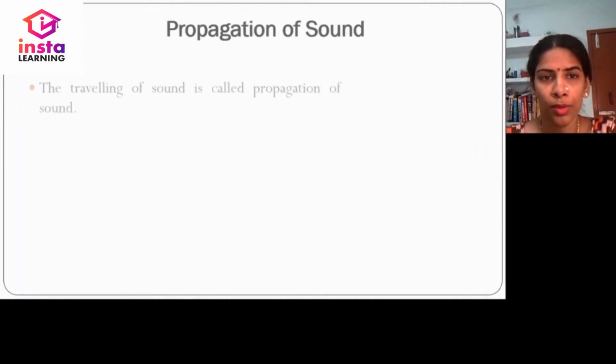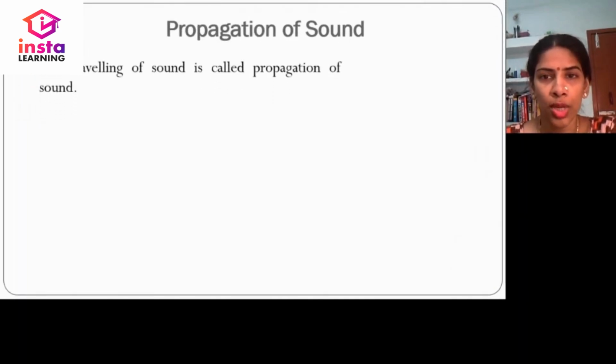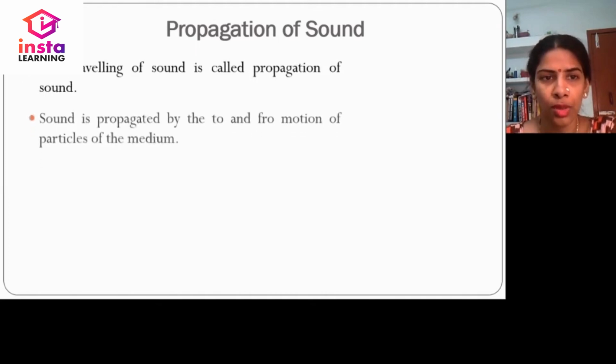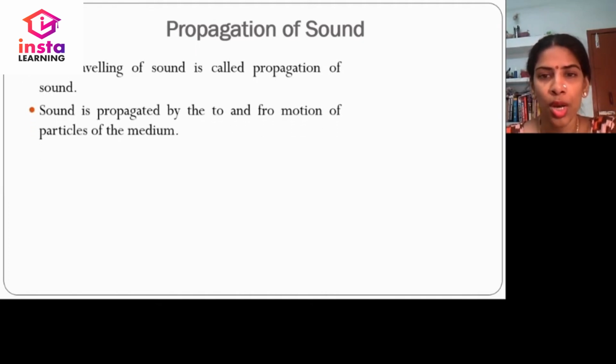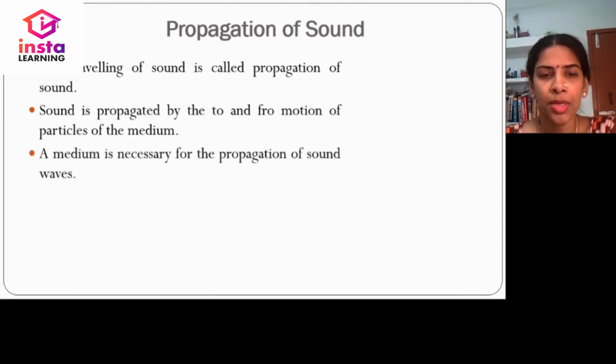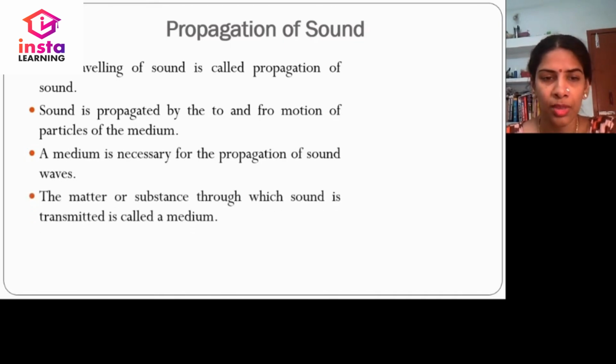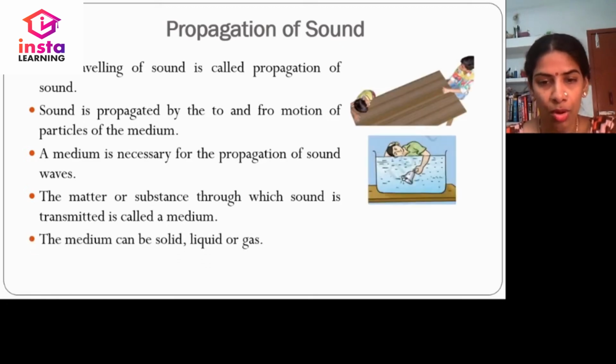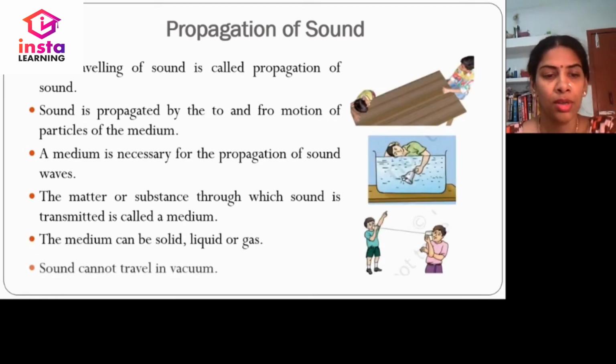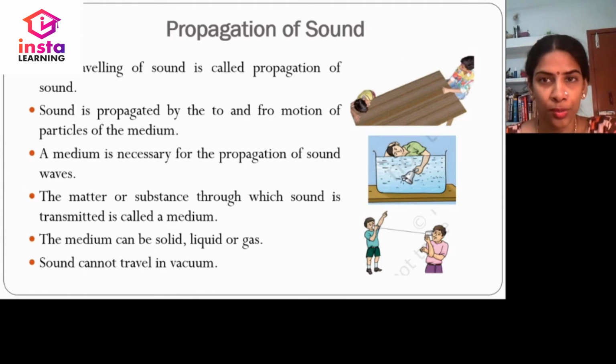Propagation of sound. The traveling of sound is known as the propagation of sound. Sound is propagated by the to and fro motion of the particles of the medium. A medium is necessary for the propagation of sound waves. The matter or substance through which sound is transmitted is called a medium. The medium can be solid, liquid, or gas. Sound cannot travel in vacuum.